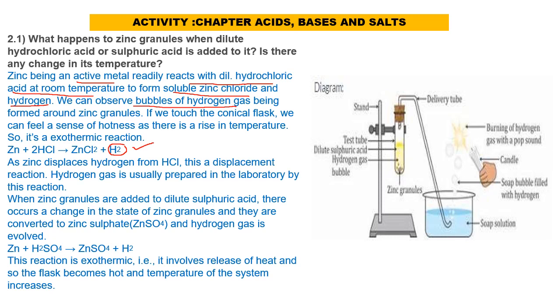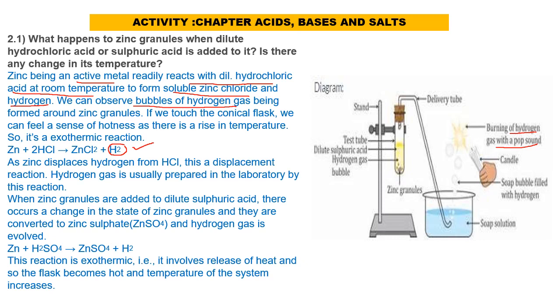When you bring a burning splinter near to it, it will produce a pop sound. You can hear a pop sound. So wherever you hear a pop sound, that means surely that is hydrogen gas.